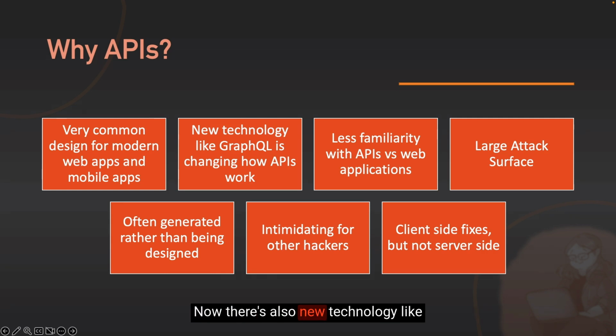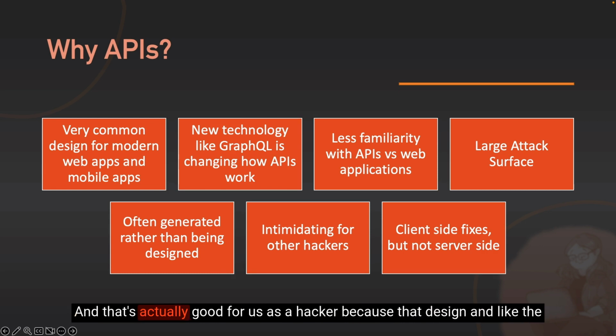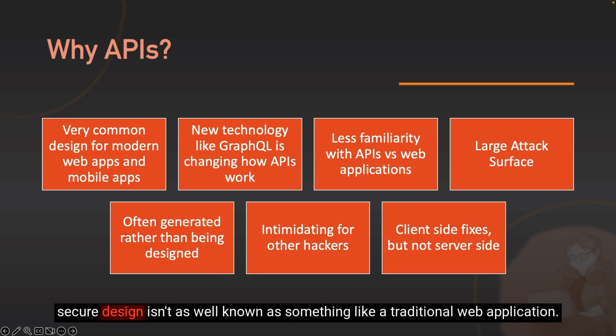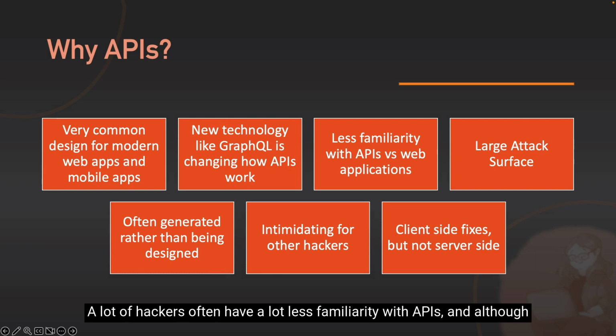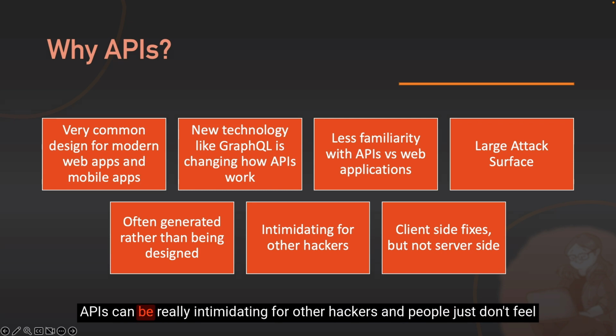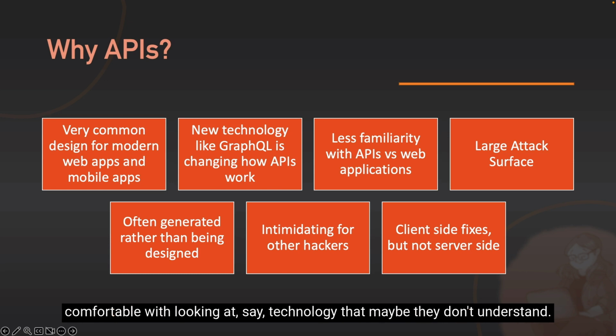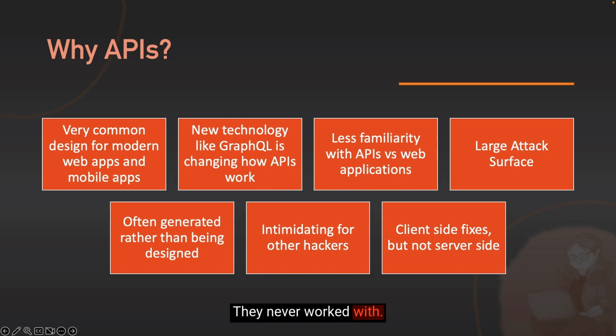Now there's also new technology like GraphQL which is changing how APIs work, and that's actually good for us as hackers because that design and the secure design isn't as well known as something like a traditional web application. A lot of hackers often have a lot less familiarity with APIs, and although the bugs aren't significantly different, in fact, they're basically the same, APIs can be really intimidating for other hackers, and people just don't feel comfortable looking at technology that maybe they don't understand or have never worked with.